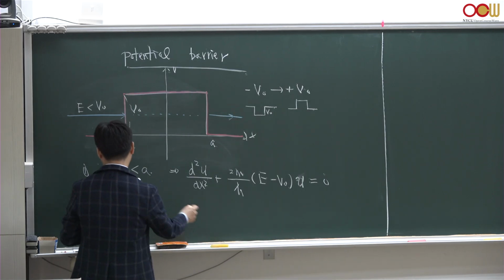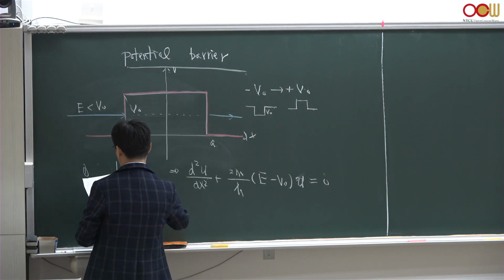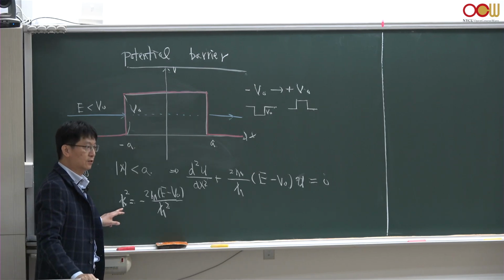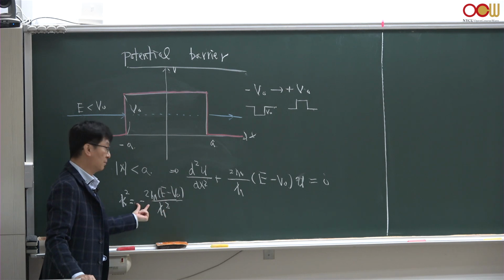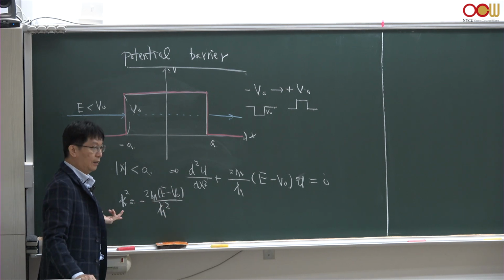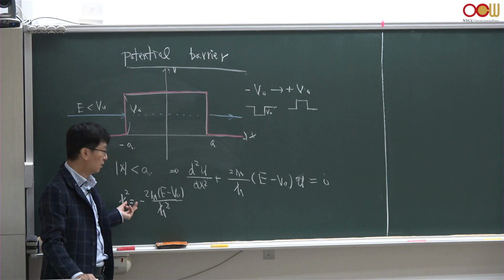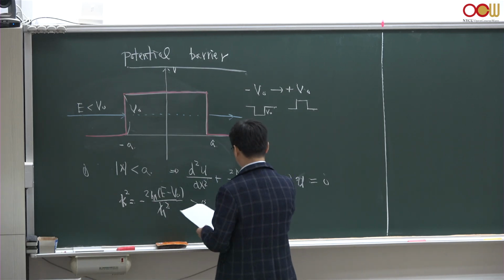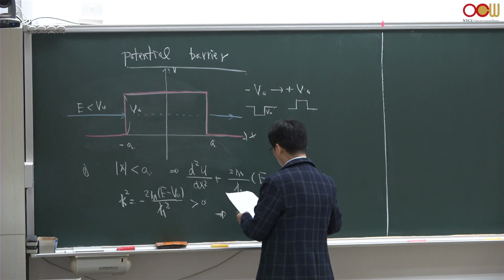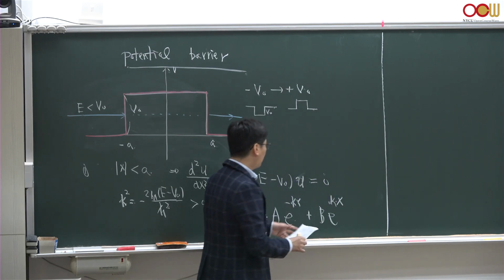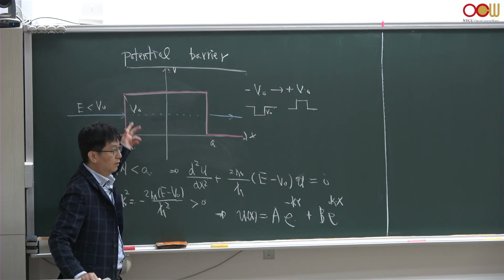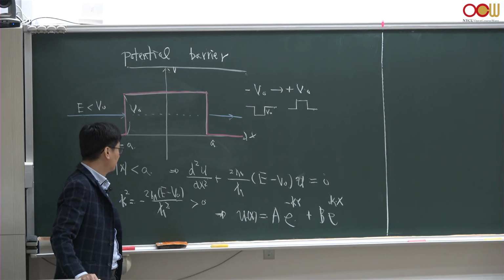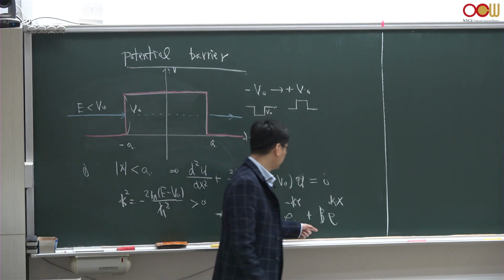So we can define a variable called kappa, or kappa squared. Of course kappa is a real number, but you know that this capital E is actually less than V0, so this turns negative, but there's a minus sign here, so that this kappa is real, or kappa squared is positive. So your solution is this exponential type of solution, a combination of exponentially increasing and decreasing functions of x when the particle is inside this barrier, with the proper coefficients A and B.